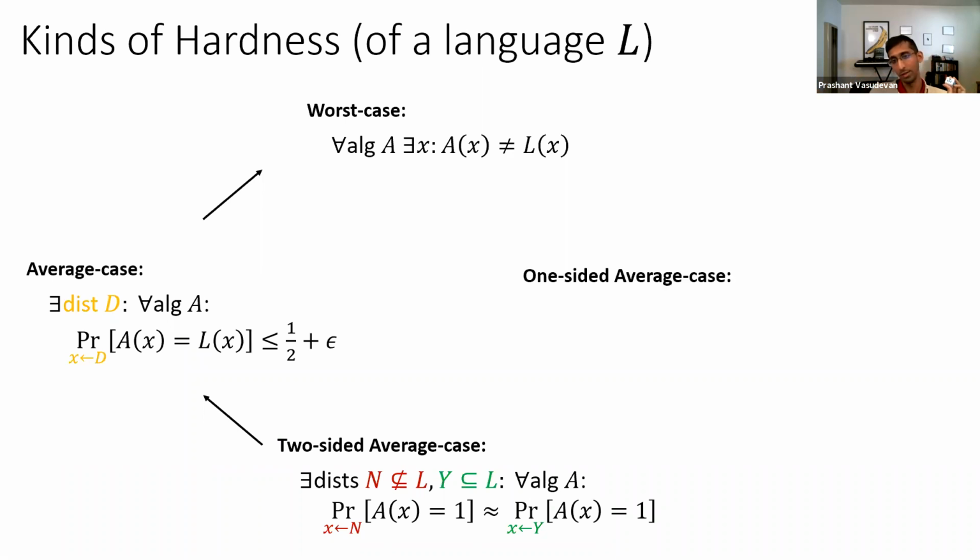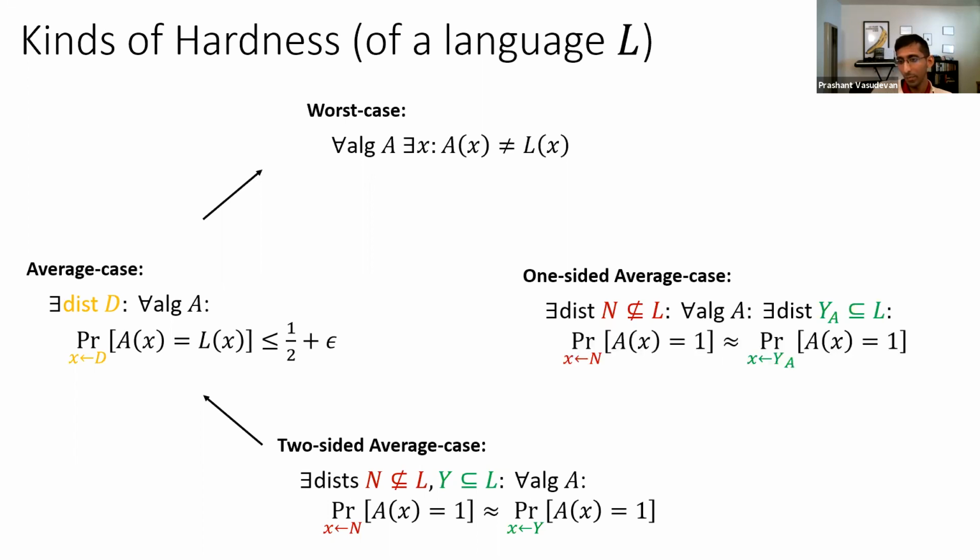What I want to consider is an intermediate notion that I call one-sided average case hardness, where instead of flipping the quantifiers from worst case hardness, I split the quantifiers. I say there exists one distribution over no instances, such that any algorithm A has some distribution over yes instances that it cannot distinguish from no instances. So there's one fixed no distribution, but for every possible algorithm trying to decide the language, there could be a different yes distribution that it cannot distinguish from this no distribution.